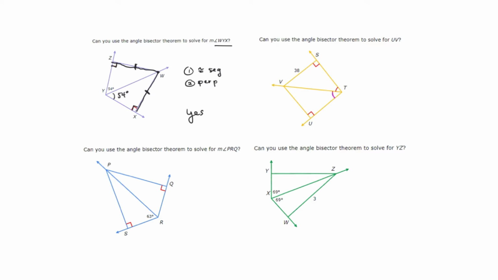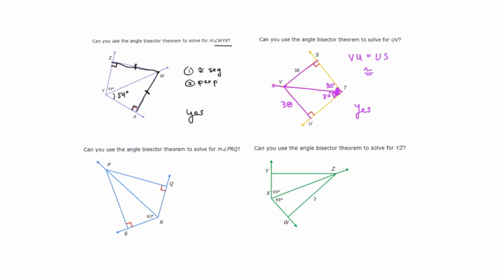Conversely, the same thing goes if I have two congruent angles. That must mean this is an angle bisector, and because this is an angle bisector, these two sides, VU and US, should be congruent. So yes, I could say that this angle bisector could be used to solve.